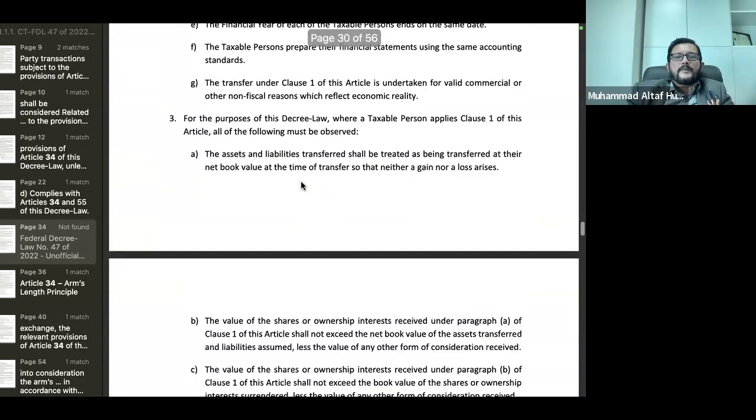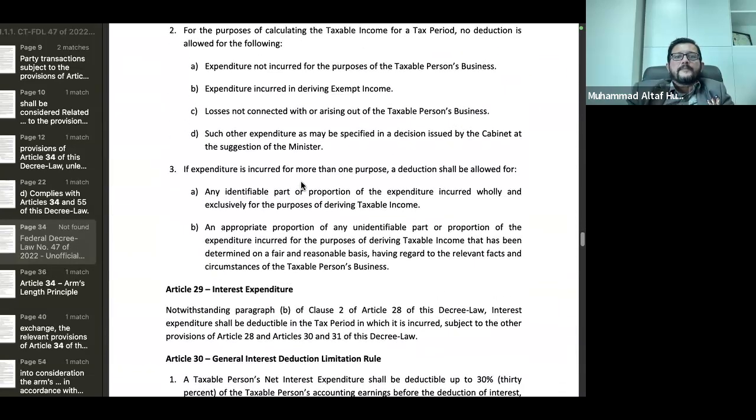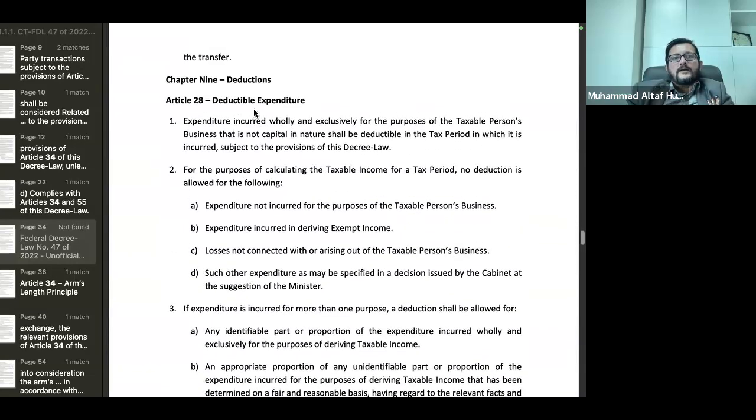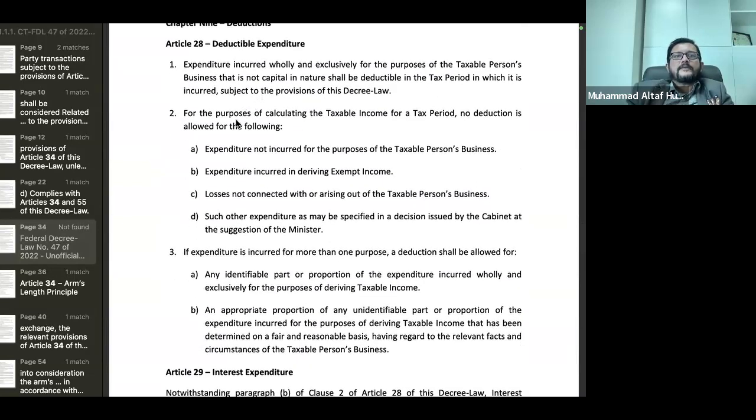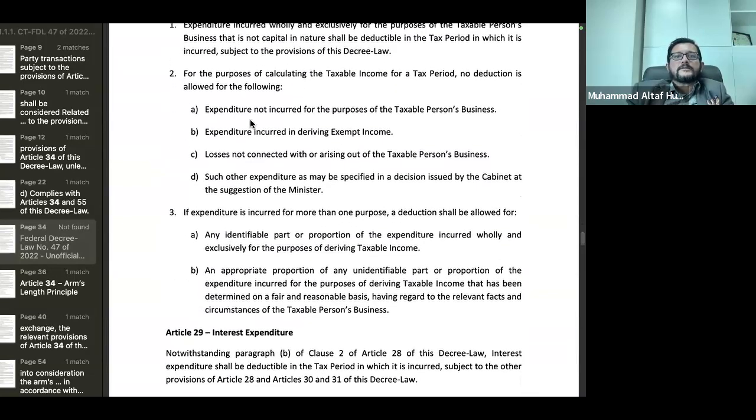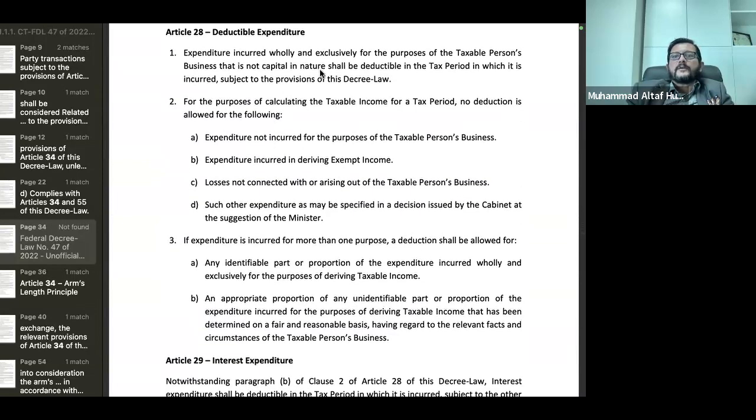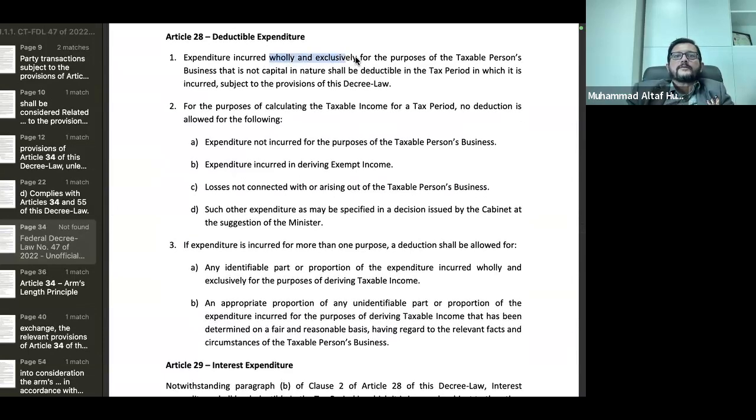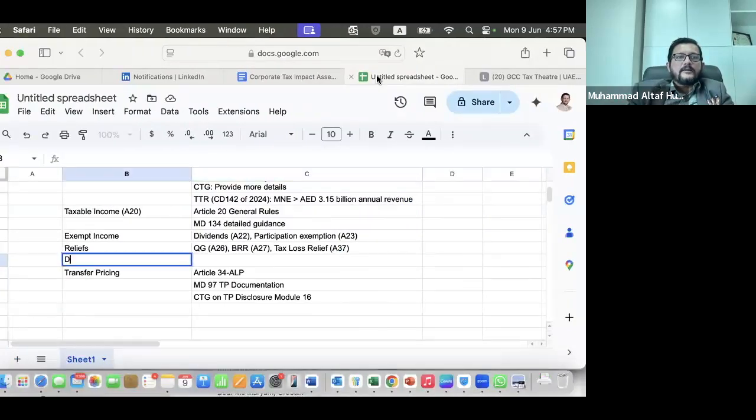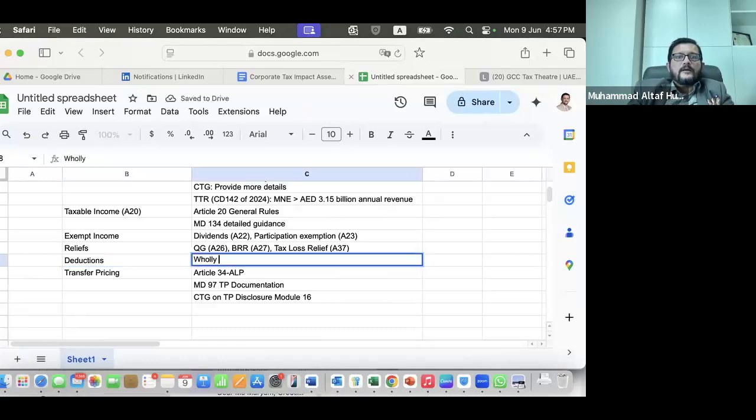So that, BRR, we did. What was the next one? Article 28, deductible. So we come to the deduction. First, Article 28 only talks generally about various deductions that are there. It tells that it should be done wholly and exclusively for the purposes of business. This wholly and exclusively is something that a novice would ignore. That's a cross check. So it should be written very clearly that when we are looking at deductions, we should specifically look for the wholly and exclusively criteria.